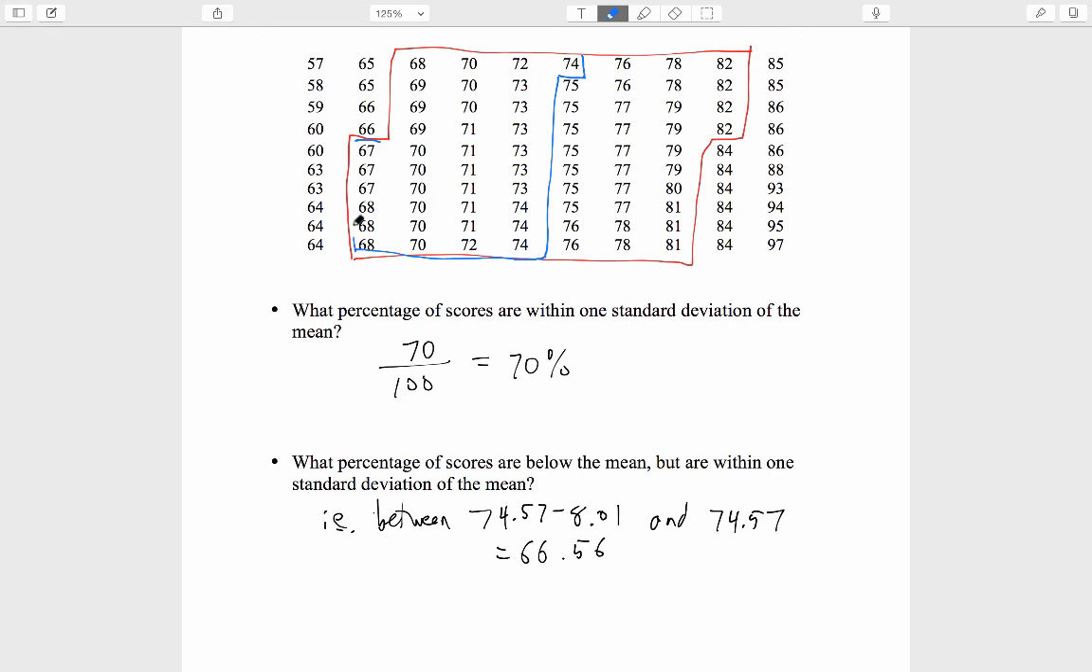So the scores from 67 through 74, the ones that I'm enclosing here in blue, are not exactly half the number enclosed in red, but they're close. When you count up, there are actually 37. This percentage is 37 out of 100 scores, or 37%. Not exactly half of 70%, but close.